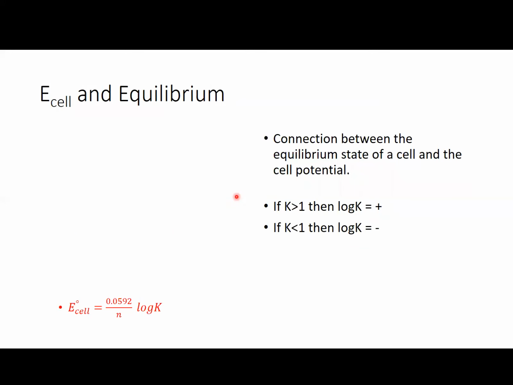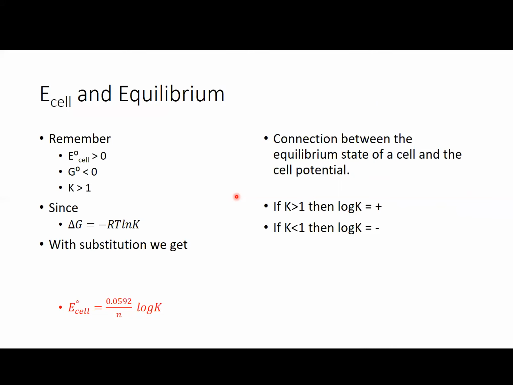So let's look at Ecell and equilibrium. This is a connection between the equilibrium state and the cell potential for our state. So remember, if Ecell is positive, delta G naught is negative, and K is greater than 1. So since we have this expression for delta G naught, negative RT natural log of K, when we substitute in this, Ecell is equal to RT over nF natural log of K, one of the expressions that we had used previously. We can simplify it to this expression that is here in red.